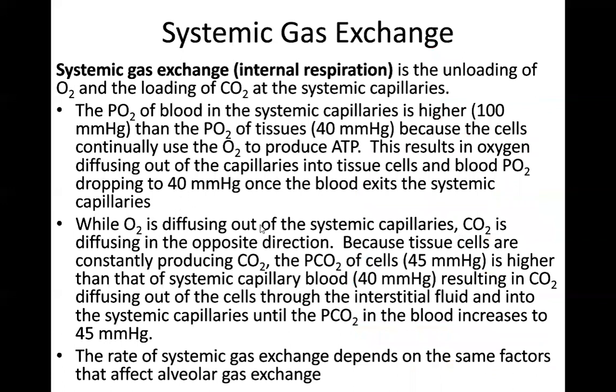While O2 is diffusing out of the systemic capillaries, CO2 is diffusing in the opposite direction. Because our tissue cells are constantly producing CO2, the pressure of carbon dioxide, PCO2, is 45 millimeters of mercury, which is only a little bit higher than that of our systemic capillary blood, only 40.